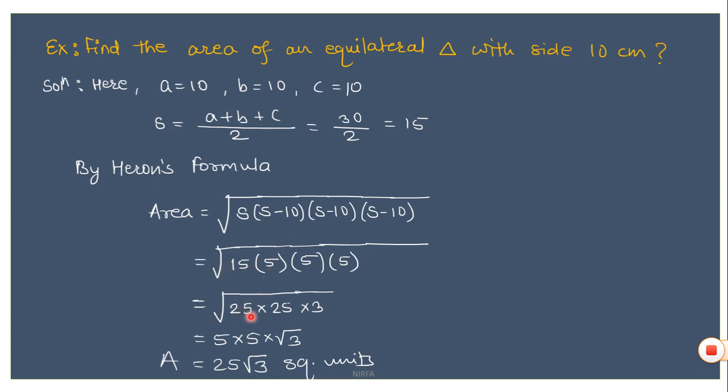That's why purposely I'm writing this 5 into 5, 25. This 15 can be split as 3 into 5. That 5 and this 5 is 25 and 3 keeping as it is. Because of that, I can find the square root of 25, that is 5. This 25's root is 5, and we can't calculate the root of 3, therefore it is root 3. And therefore area of this triangle is 25 root 3 square units.